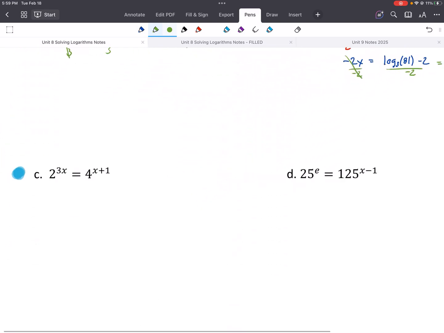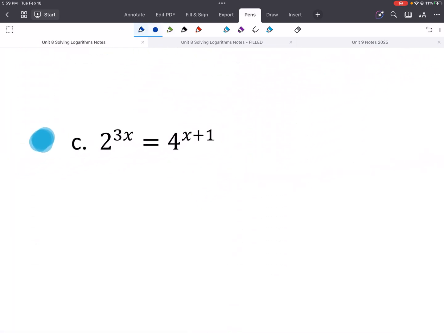All right, let's keep going through this. Again, here is an example where we have to have a common base. You could probably do it differently, but I think it gets more complicated. So a common base, we have a base of 2. This is a base of 4, but we can make that 4 become a base of 2 by doing 2 squared.